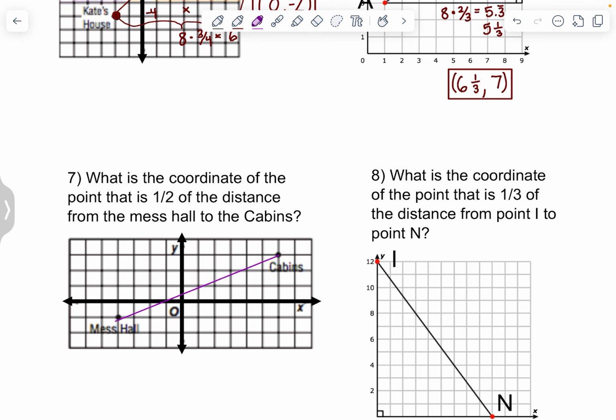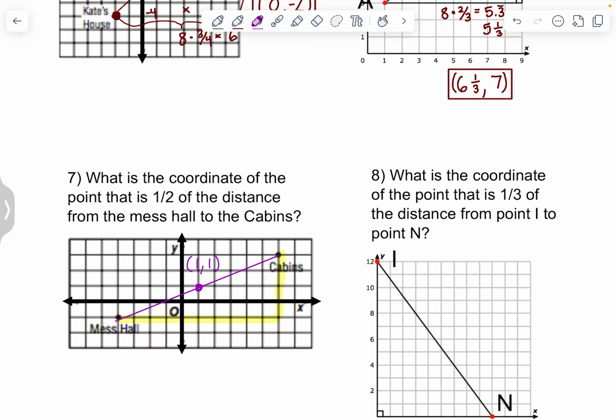And so it looks like I go over 1, 2, 3, 4, 5, 6, 7, 8, 9, 10. I go over 10 and up 4. So if I want to go halfway, I just need to go over 5 and up 2. And there's the midpoint. The midpoint is at 1, 1.